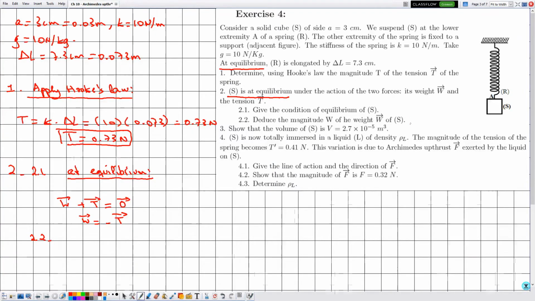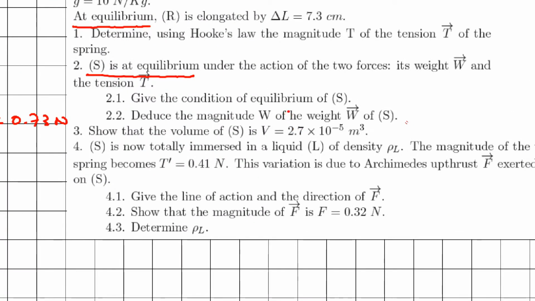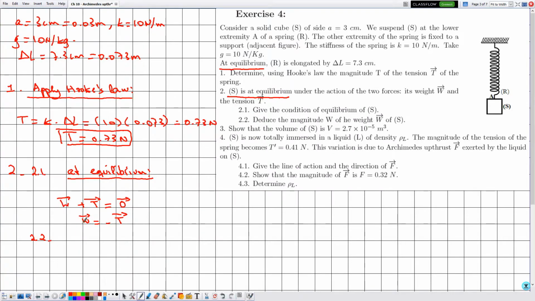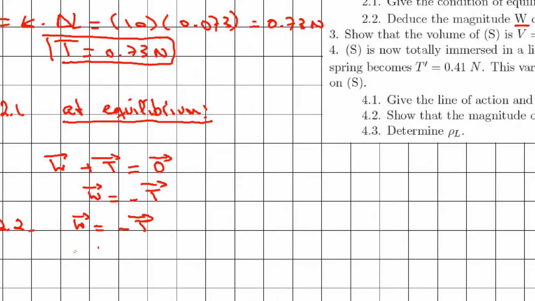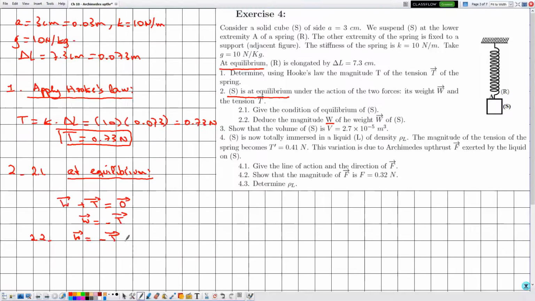And now in 2.2, deduce the magnitude W of the weight vector W of S. By deduce, it means that we need to use the part just before. In 2.1 we have determined the condition of equilibrium, which is W vector equal to minus T vector, and we can deduce the value of the weight because we already know the value of the tension, knowing that this equation tells us that both forces have the same line of action, opposite direction, and same magnitude. We are interested in the magnitude, so let's say in magnitude.